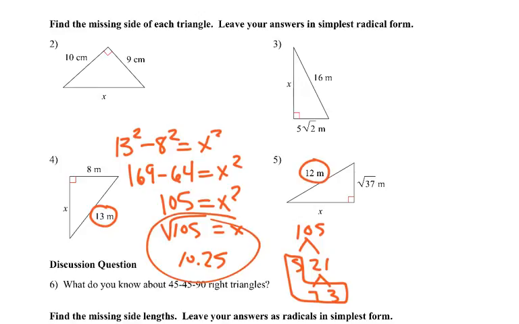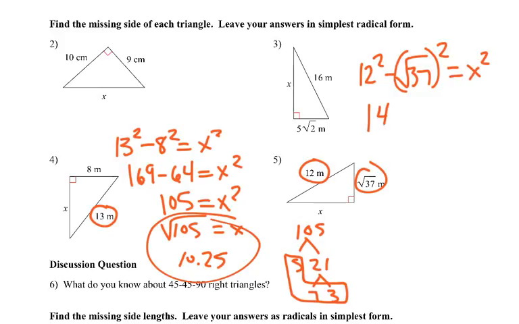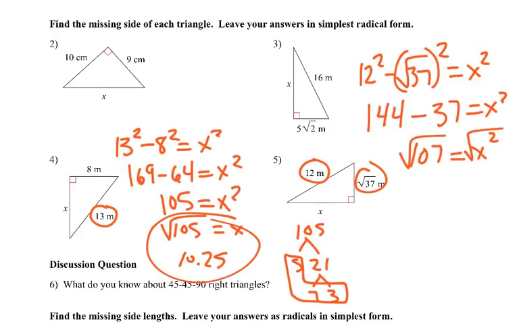Okay, number 5, we've got the hypotenuse again, so 12 squared minus a leg, square root of 37 squared, equals x squared. 12 squared is 144, square root of 37 squared is just 37. Okay, 144 minus 37 gives us 107 equals x squared. Take the square root, which I don't think we can simplify 107 any further, so it's either the square root of 107 or, if we do a decimal, about 10.34.